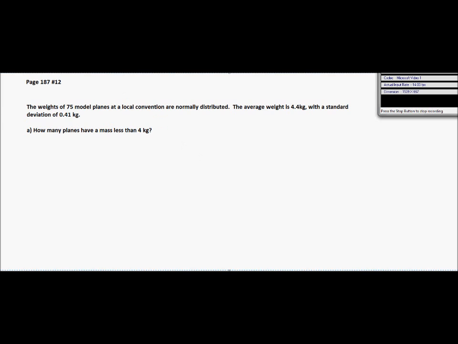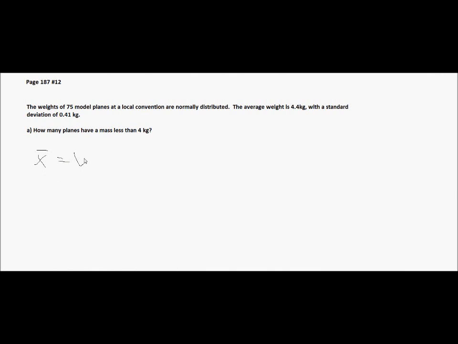Well, the mean is 4.4, as you see here. So we know that our x bar equals 4.4 kilograms. Kim, what is our standard deviation? Well, for the question, it says it's 0.41 kilograms.